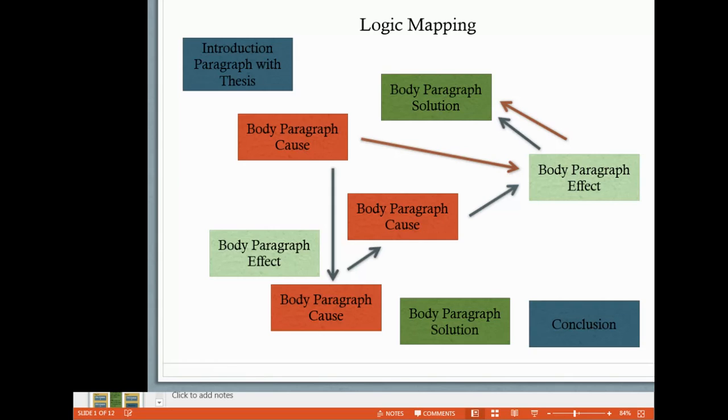Honestly, if you're taking the time to think about how these ideas work together as one causing another, one solving another, if you have that kind of idea in your mind as you're writing, those transitions are just going to naturally start popping up for you. And yeah, I hope that kind of magic happens for you with your next essay.